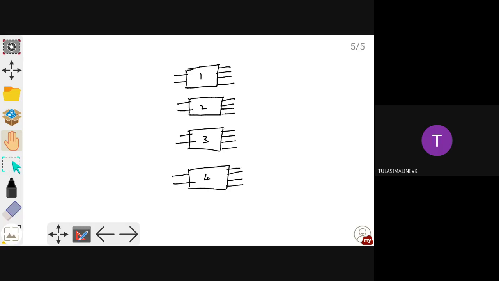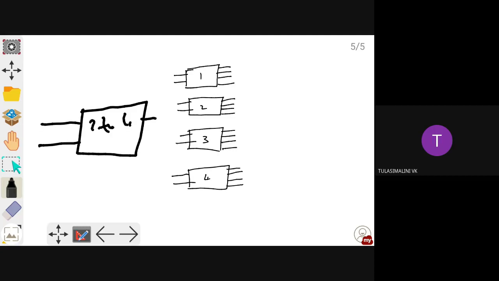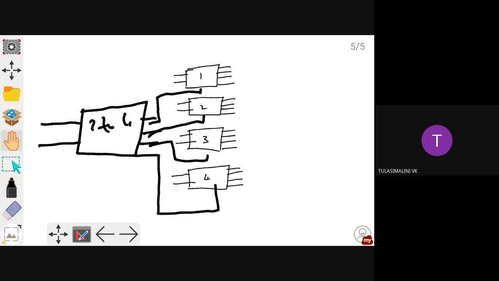So what we are going to use is again a 2 to 4 line decoder. So you are giving 2 inputs, you get 4 outputs. So the first output you connect to the first enable, the second to the second enable, the third to the third enable, and the fourth to the fourth enable.